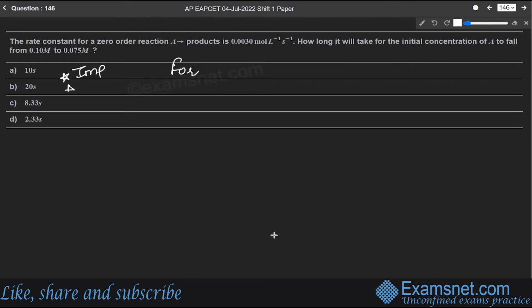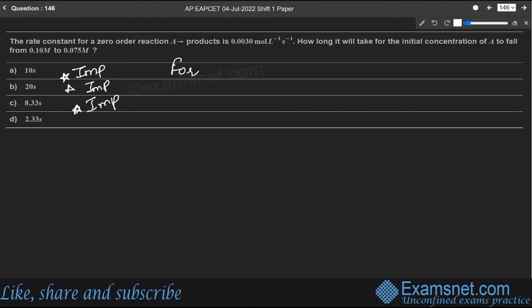You can mark 3 importance actually, because this is seriously important. Now you can expect this question again: 2019, 20, 21, and now all the papers of 22. You will see a similar question in the last shift also, right? So this is a very important question.